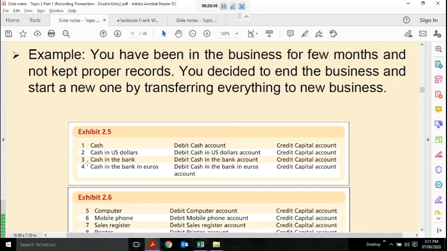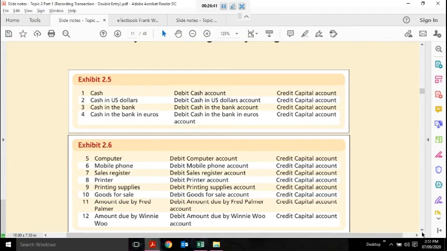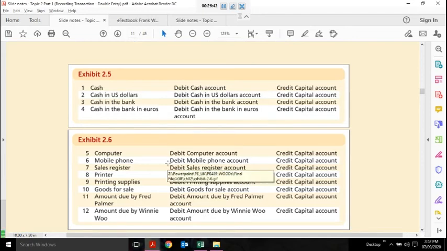Meanwhile, for cash, because it comes from various sources, you have to record it in various accounts. So this one, debit cash account. This one, debit cash in the bank, so basically cash in the bank is the bank. Debit bank account. But this one, debit bank in euros account, and this is the US account. You should have different accounts because you have different resources there. Now for the computer, the computer is your possession. Now your possession increases, so you should write debit computer.